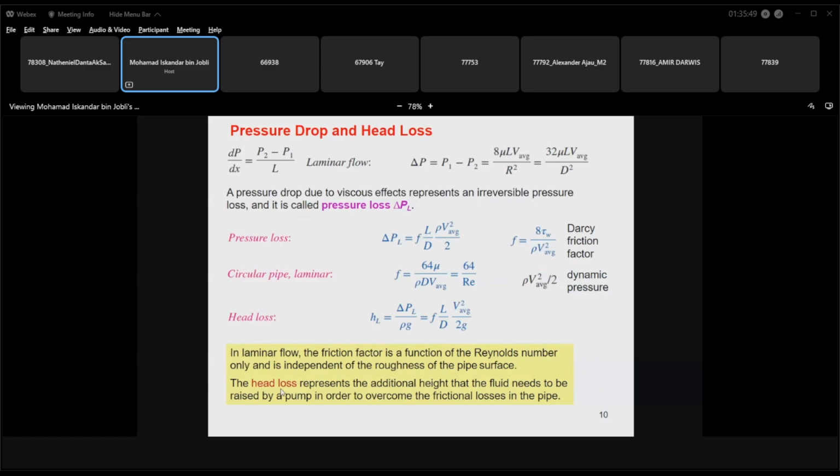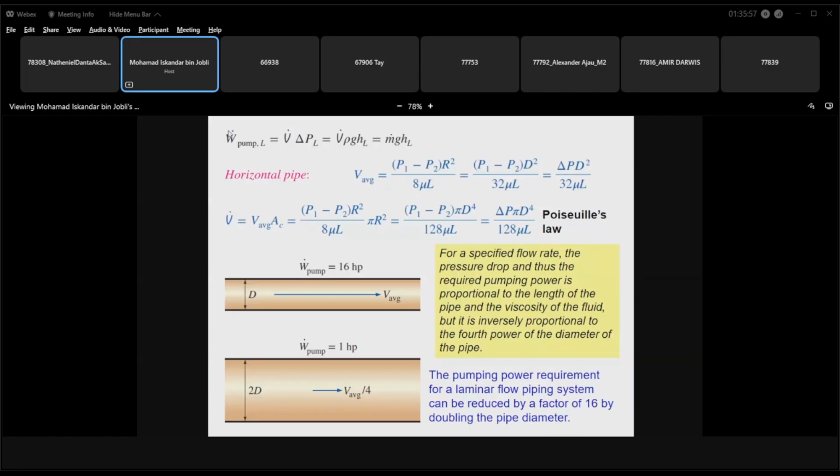Higher head loss, regardless of whether it is pressure loss or head loss, means a higher pump requirement. You're going to use more power in order to pump the liquid. One of the ways you can reduce this is to increase the diameter. Have a look at this example.